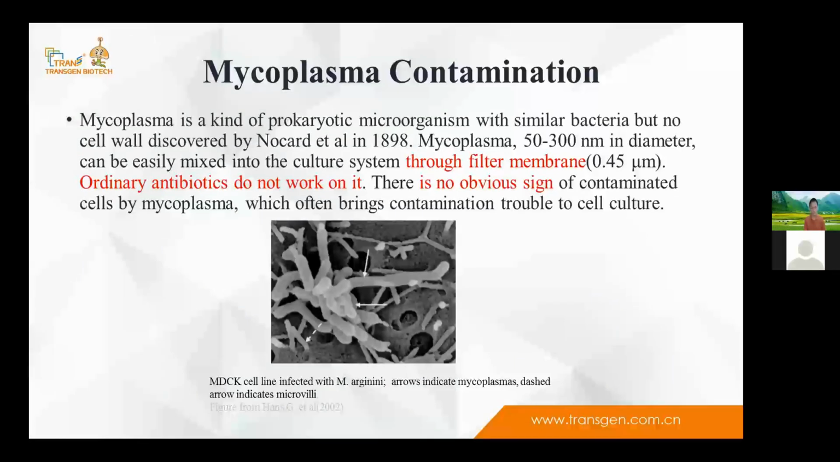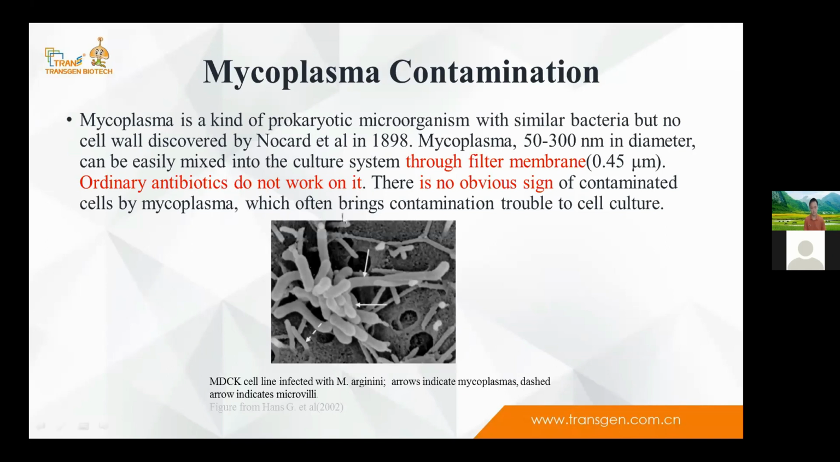And the last part is mycoplasma contamination. Mycoplasma is a kind of prokaryotic microorganism similar to bacteria, but with no cell wall, discovered in 1898. Mycoplasma is usually 50 to 300 nm in diameter, and it can easily get into the culture system through the filter membrane. So in this case, the whole system may be infected by mycoplasma.